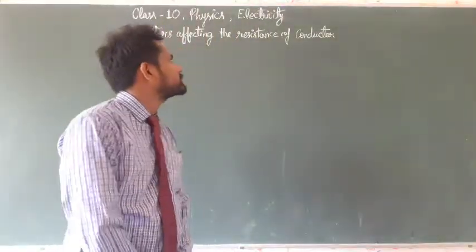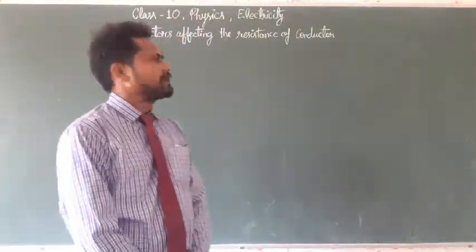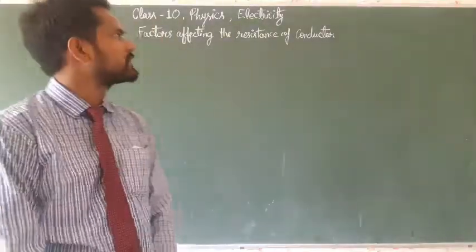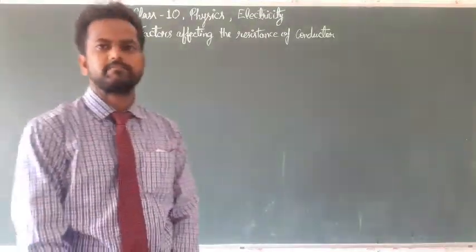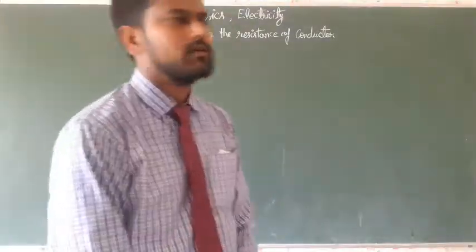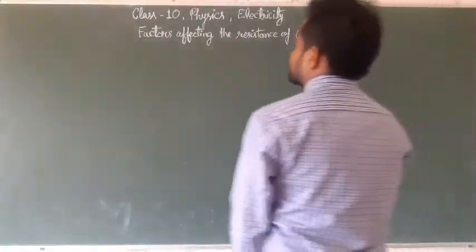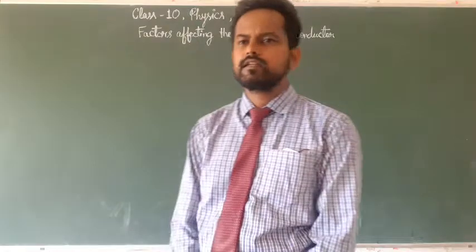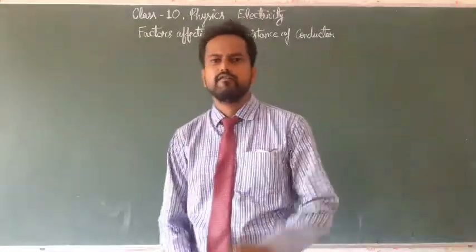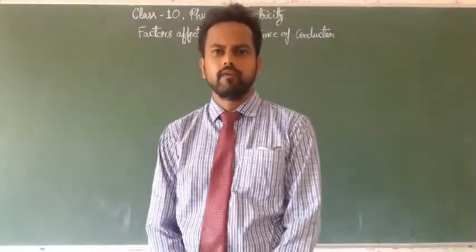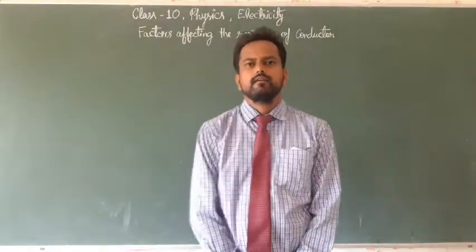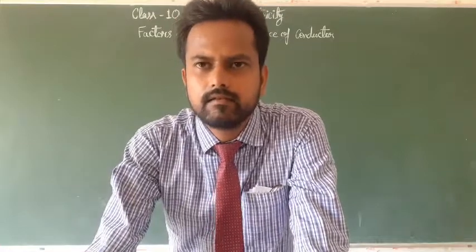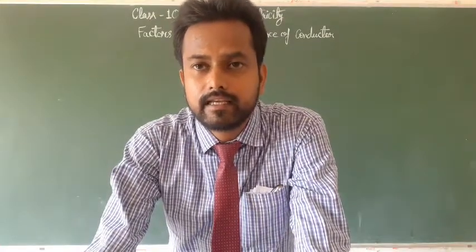Today I am going to explain factors affecting the resistance of a conductor, which is taken from class 10 physics chapter named electricity. So which factors affect the resistance of a conductor? First one is length of wire. With increase in length, resistance increases.